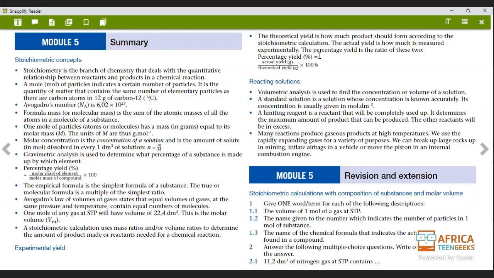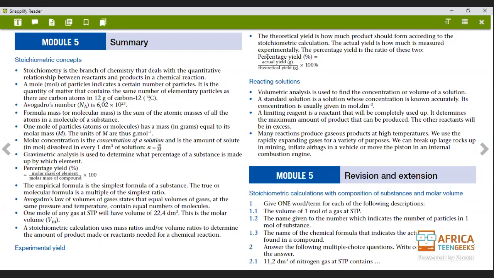Okay, then we move to the reacting solutions. Oh, this one was a beautiful part that we did. Here we talk about volumetric analysis, which is used to find the concentration or volume of a substance. So what is this one? This is the part where we did the standard solutions. In a standard solution, we know a couple of things.